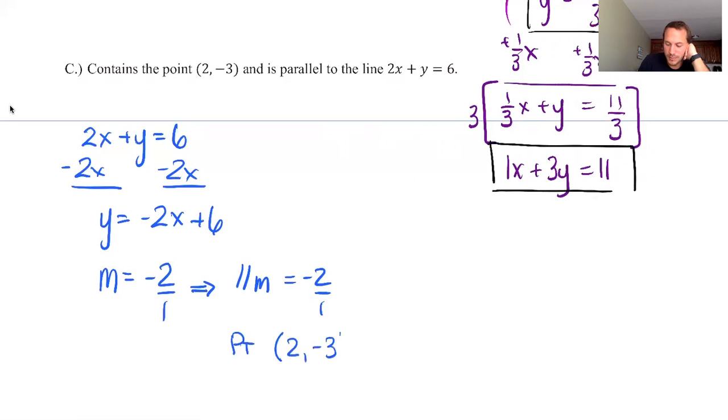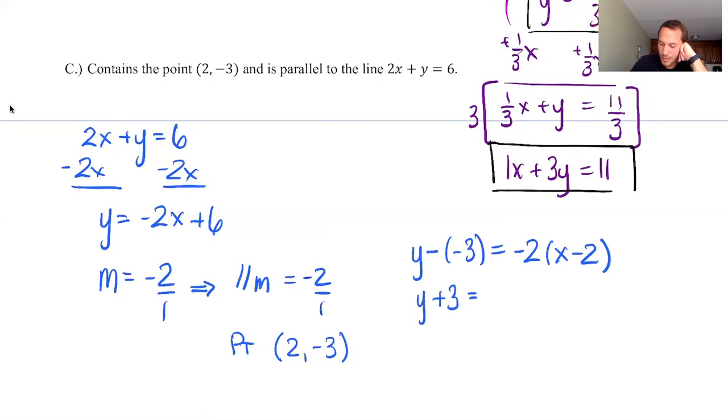Now I also want to contain the point 2, negative 3. And in order for me to have a line that has a slope of negative 2 and the point 2, negative 3, I'm going to start with y minus negative 3 is equal to negative 2 times x minus 2. Let's make this look a little neater. Y plus 3 is equal to negative 2 times x minus 2. That right there is point slope form that is completely simplified.